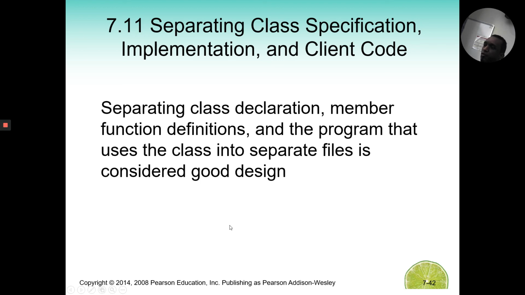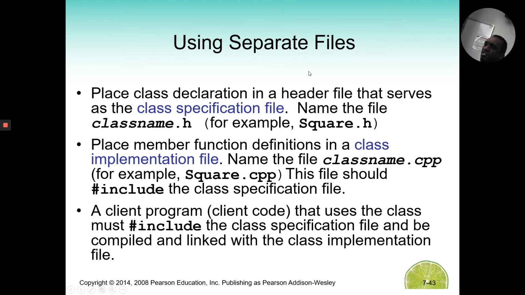is considered a good design. Using separate files, place the class declaration in a header file that serves as the class specification file. Name the file with .h. Okay. So place member function definitions in a class implementation file, name the file with .cpp. This should include the class specification file.